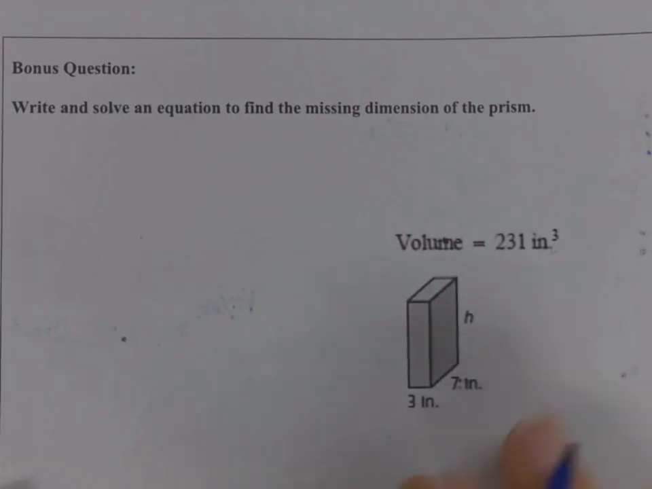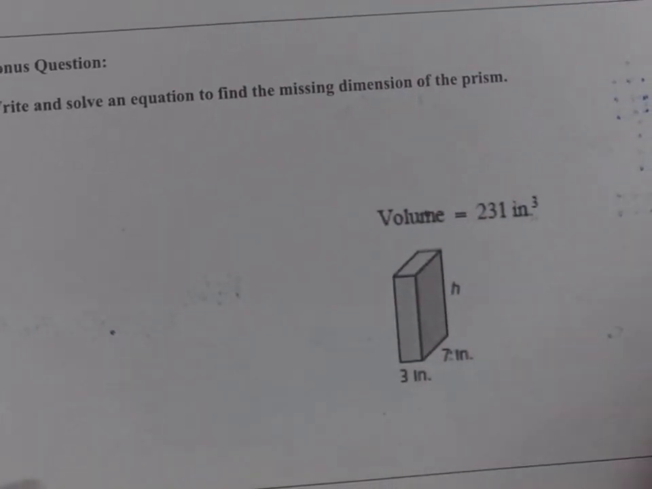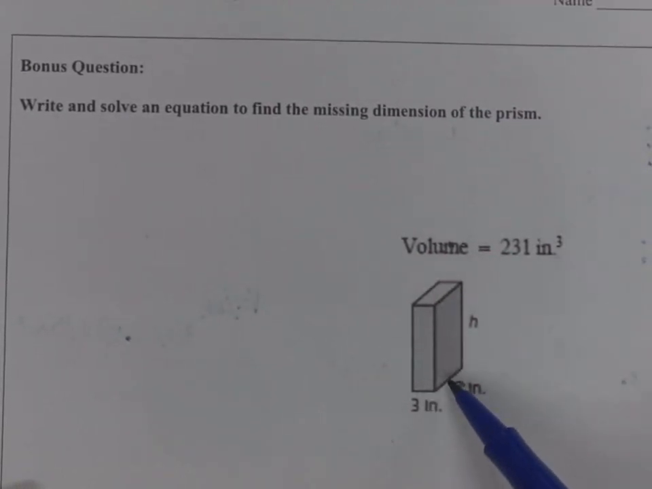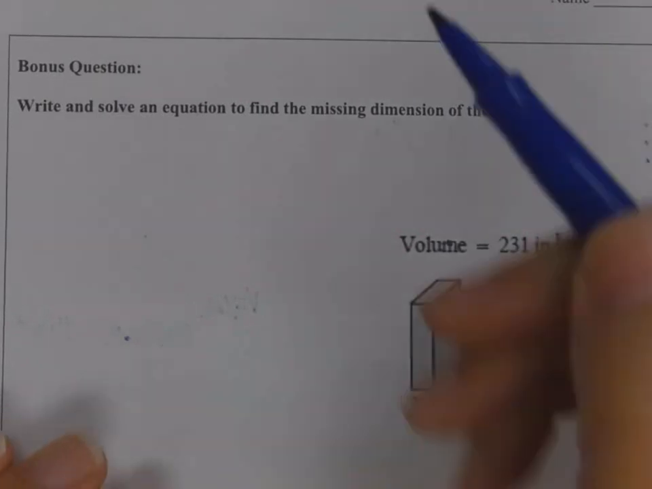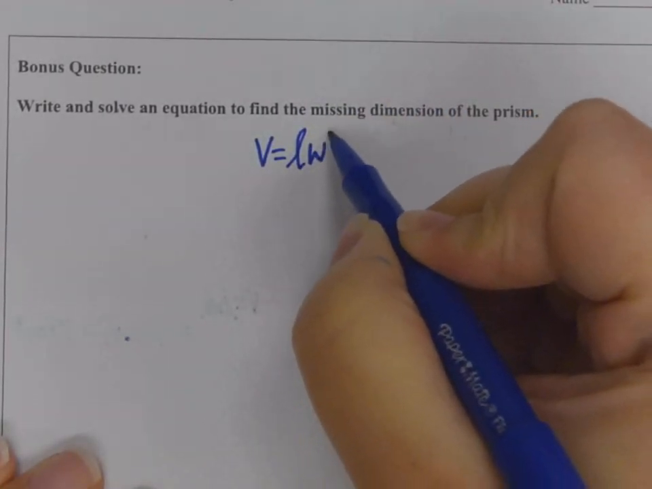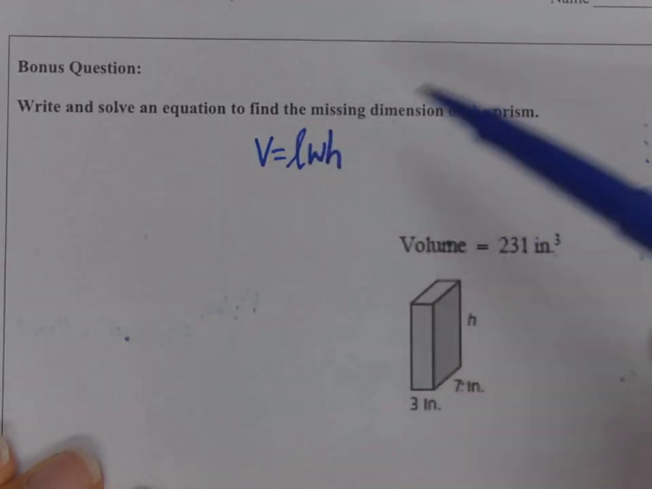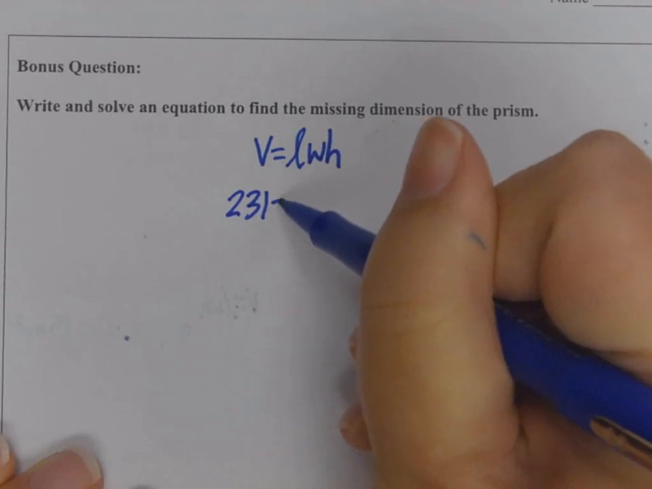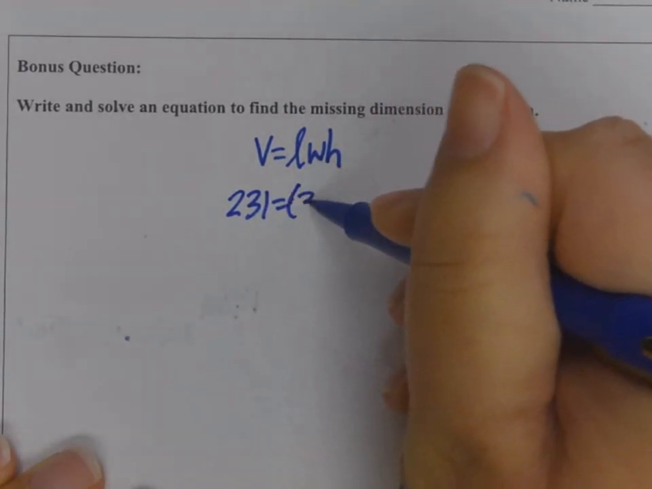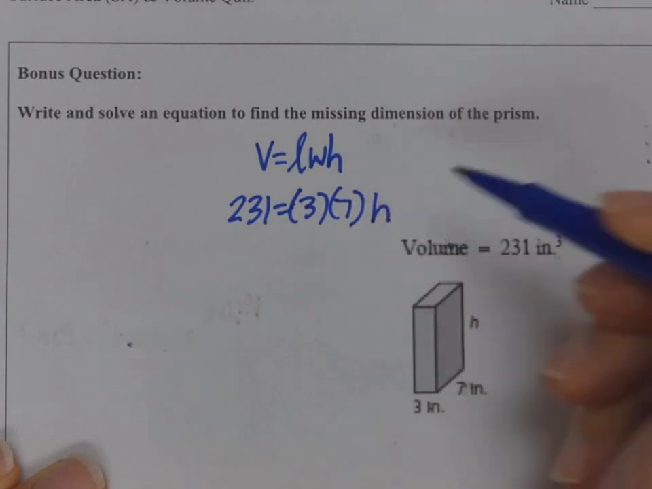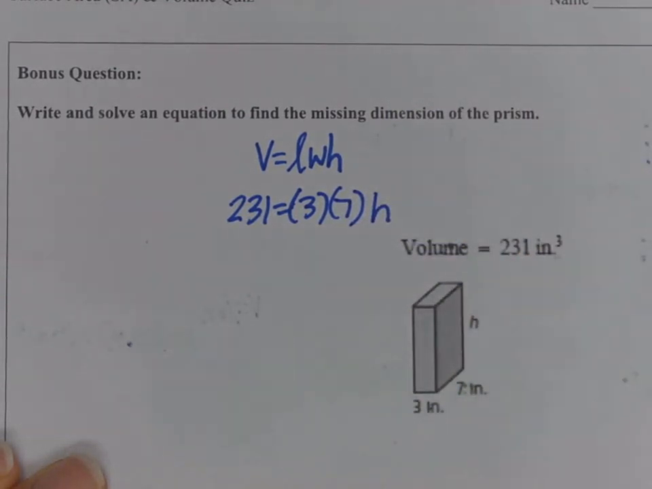So this says, write and solve an equation to find the missing dimension of the prism. So the volume equals 231 inches cubed. It gives you the length and the width, but it doesn't give you the height. So you're going to fill in the formula. Volume equals length times width times height, and plug in what you know. You know that volume equals 231, your length equals 3, your width equals 7, and you don't know your height. That's what we're solving for. We need to know the height.